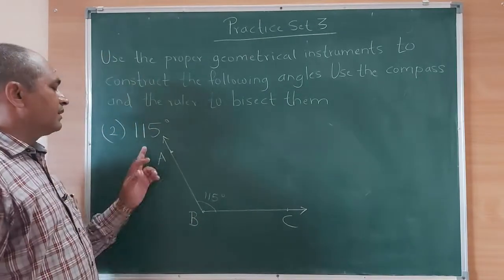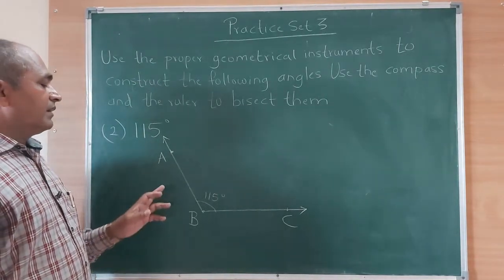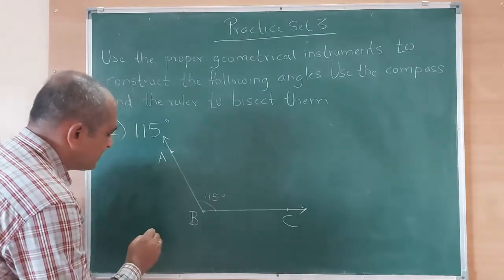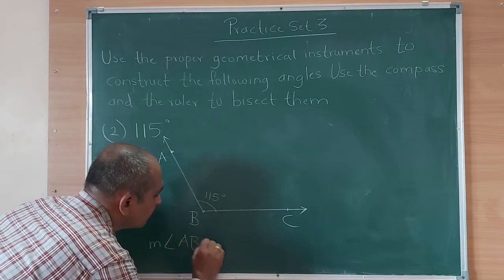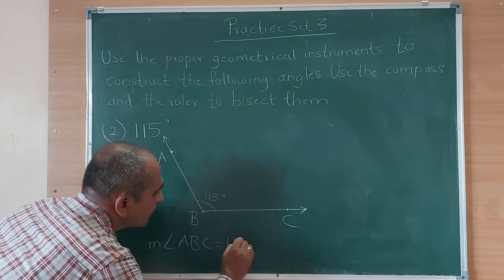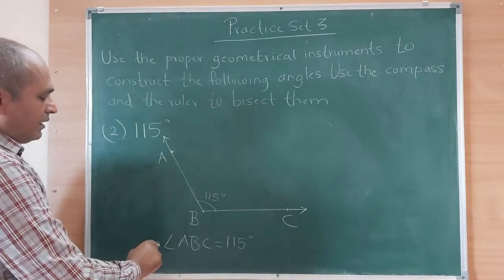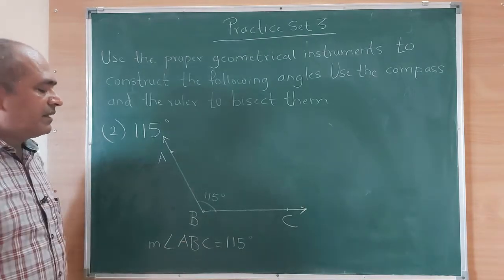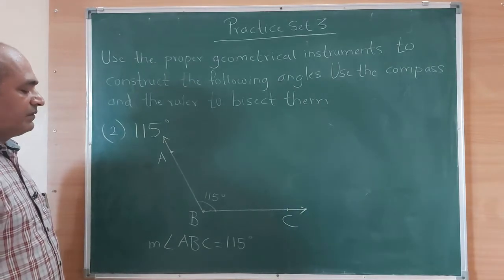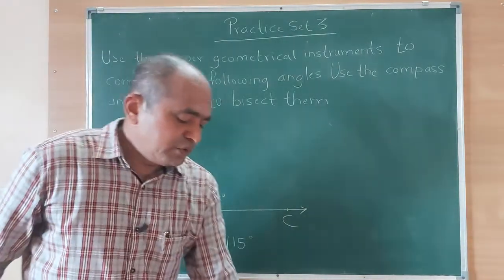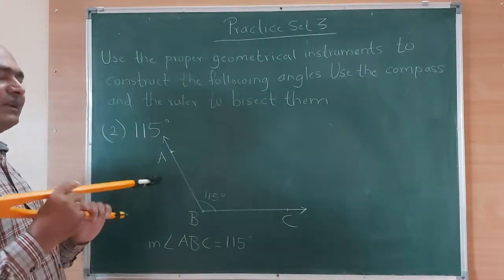So this angle ABC I have drawn measures 115 degrees. I can write it as measure of angle ABC is equal to 115 degrees. In this way I can write the short form: m of angle ABC is equal to 115 degrees, means measure of angle ABC is equal to 115 degrees. Now using a compass, I'll bisect this angle.